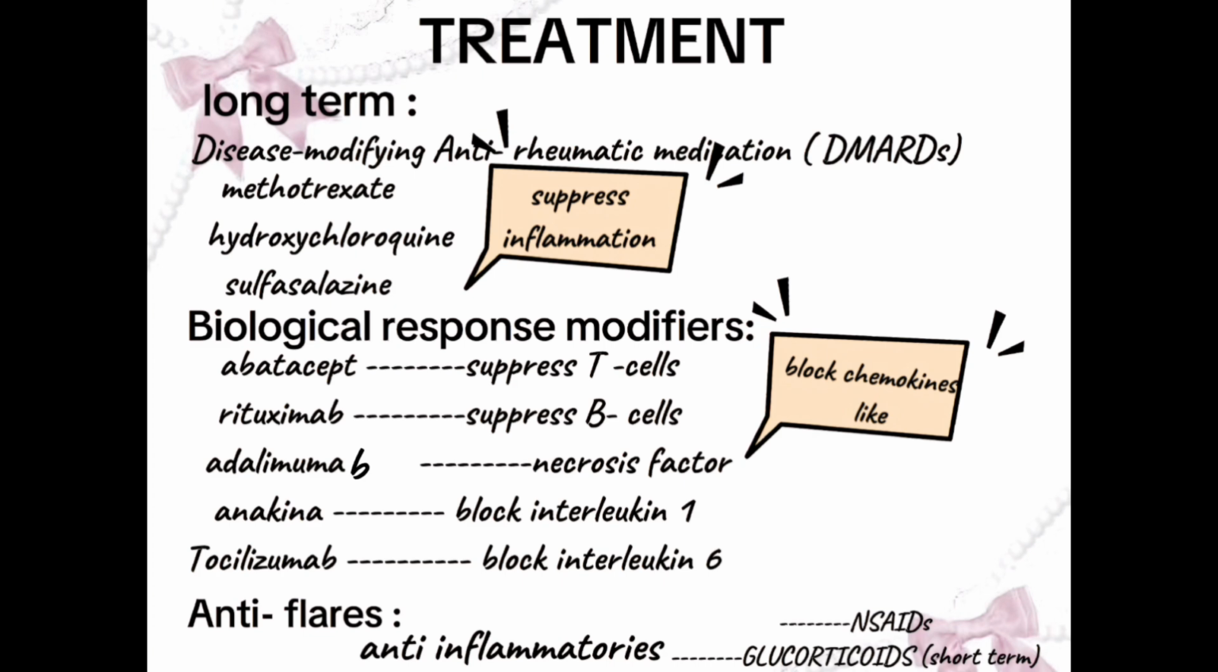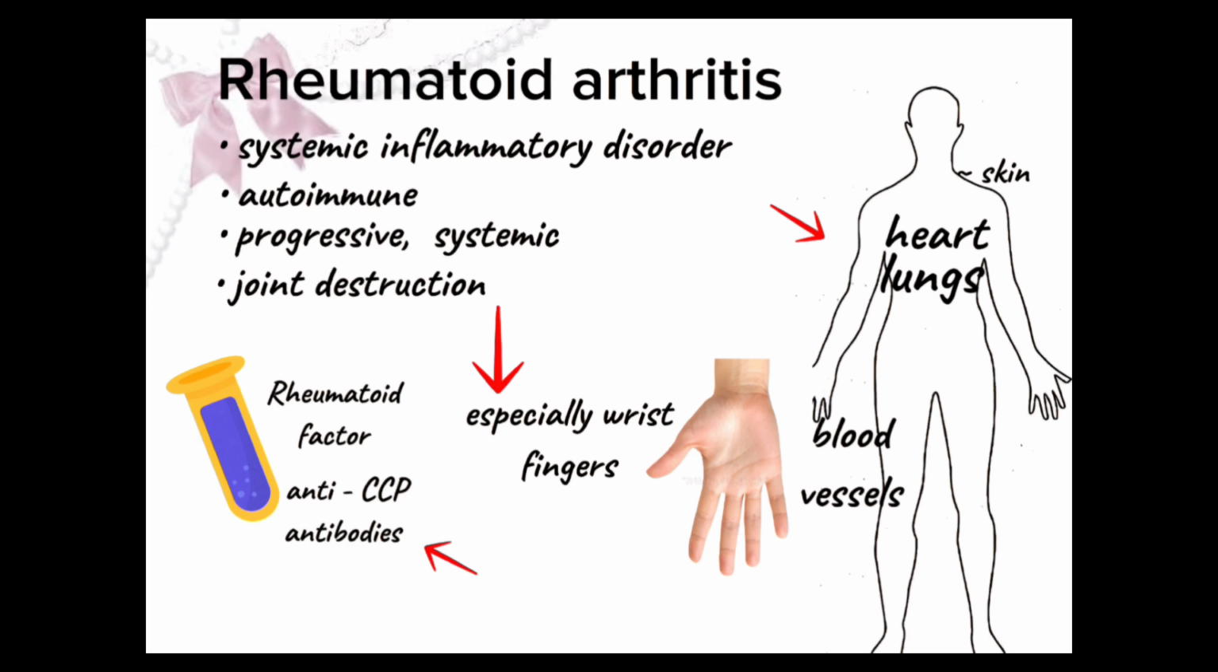And the treatment of acute flares can be done with anti-inflammatory medications like NSAIDs, as well as the short-term use of glucocorticoids. So as a quick recap, rheumatoid arthritis is a systemic inflammatory disorder of autoimmune origin that is primarily characterized by progressive symmetric joint destruction, especially in the wrist and the fingers, but also affects other joints and many organs such as skin, heart, blood vessels, and lungs.